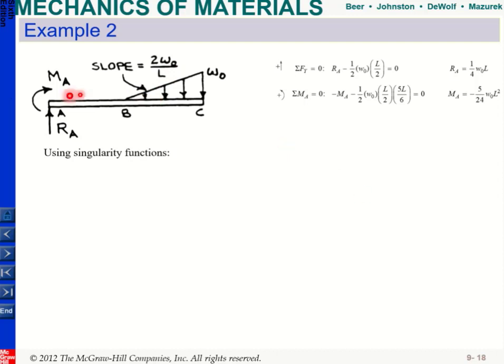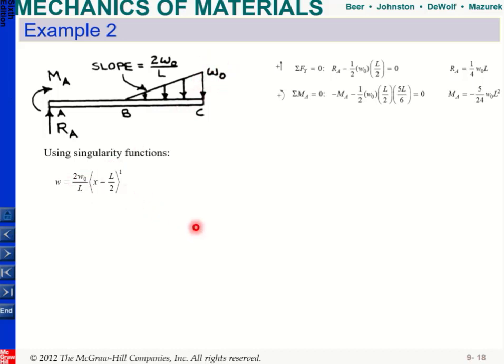So when I look at this, I don't have a W from A to B, but at point B, when x is equal to L over 2, then I have my distributed load. So I can write my W by this equation. Okay, so when x is equal to L over 2, I will start getting this linear distributed load. Okay, and then you can find the slope. So when x is equal to L over 2, it will be equal to 0, and when x is equal to L, you can figure out that it will be equal to W naught.